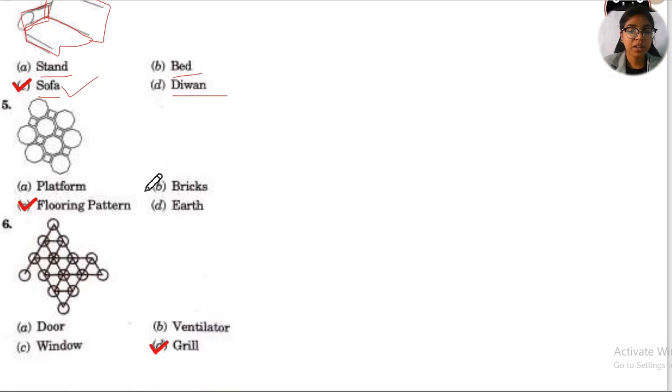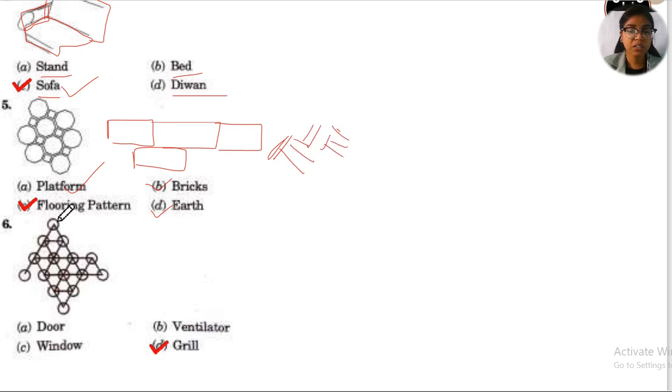Next one we have brick, earth, platform and flooring pattern. This can't be your brick. Brick will have a regular shape. Talking about the earth, it may be shown like this, then we would go for earth, but they are showing a flooring pattern. Also, no platform can be observed by looking at this image. So your correct answer will be flooring pattern.